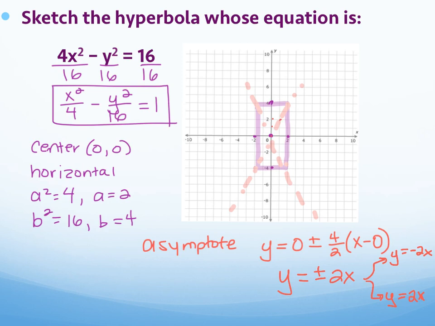I'd go up 2 to the right 1, up 2 to the right 1 for the first asymptote, and down 2 to the right 1, down 2 to the right 1 for the second asymptote. Obviously, the box is a lot easier. If it doesn't ask for the asymptote, use the box.